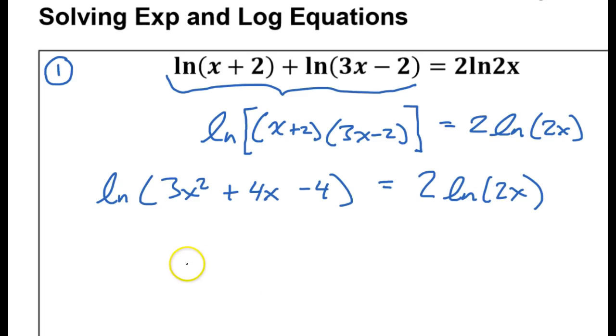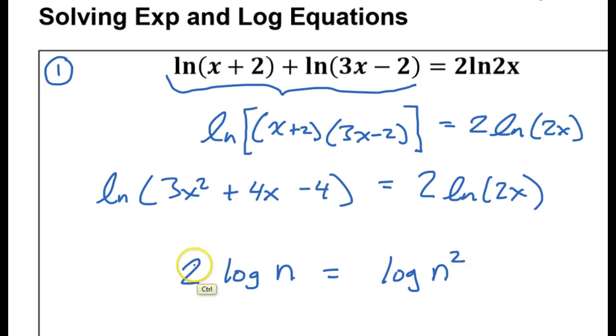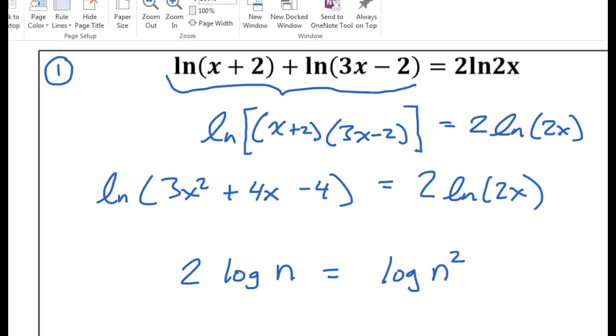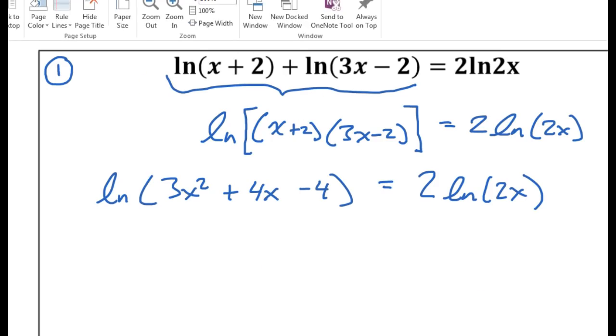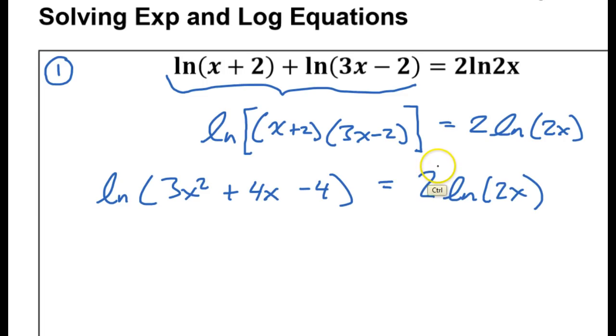The power rule says, for example, 2 times the log of n is the same thing as the log of n to the second power. So the power rule says if you have a coefficient, you can make it the exponent, or if you have an exponent, you can make it the coefficient. Okay, so I can take this coefficient and move it, and it can become the power.